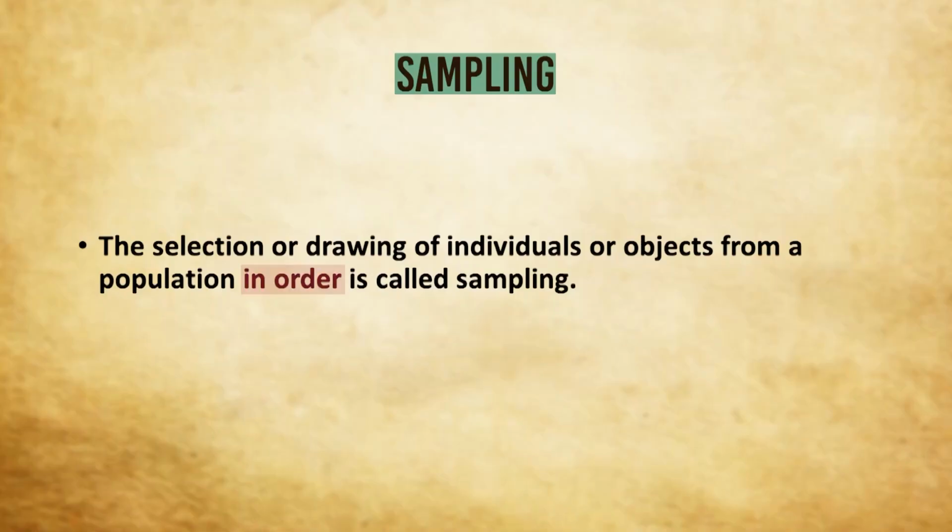This phrase "in order" is very important because from the population we do not select some individuals together. We select the individuals one after another or one by one. So there will always be the first member selected, there will always be the second member selected, and so on. So that means the selection has to be done in order.